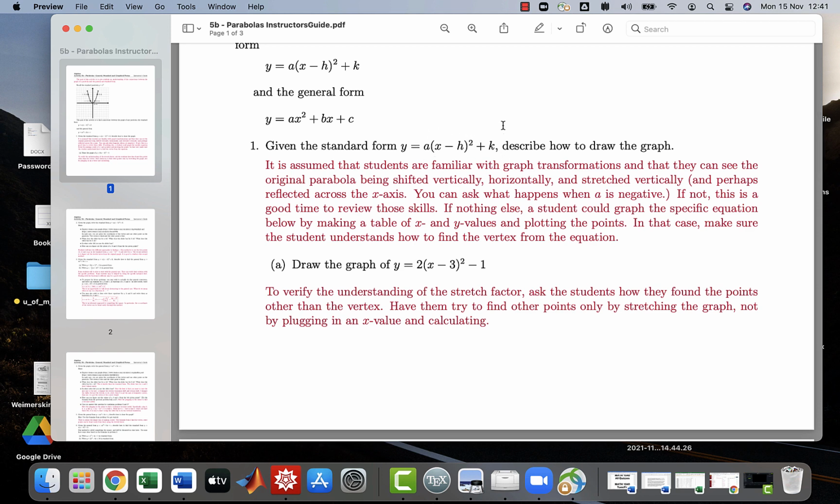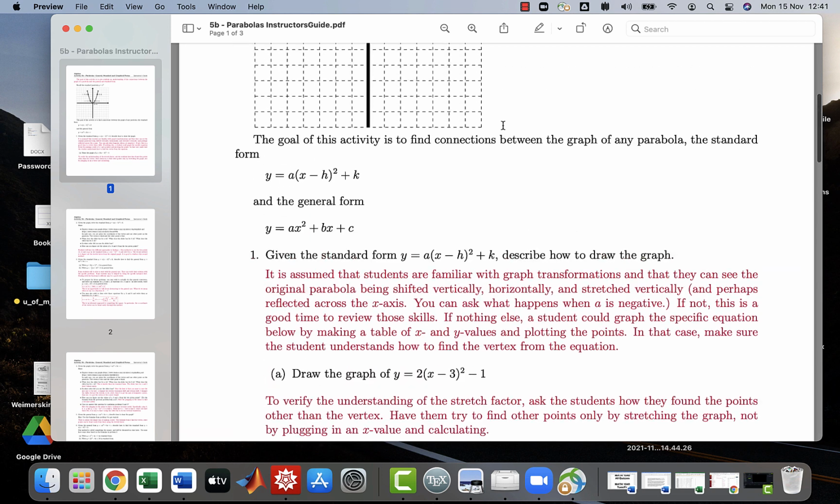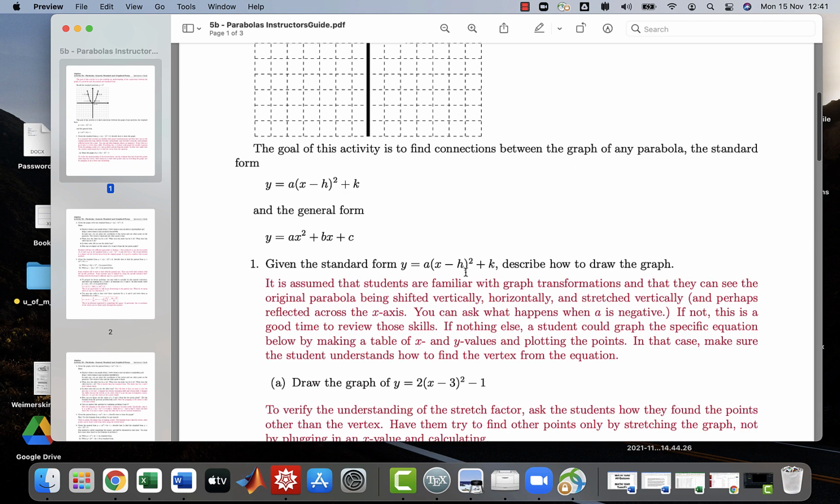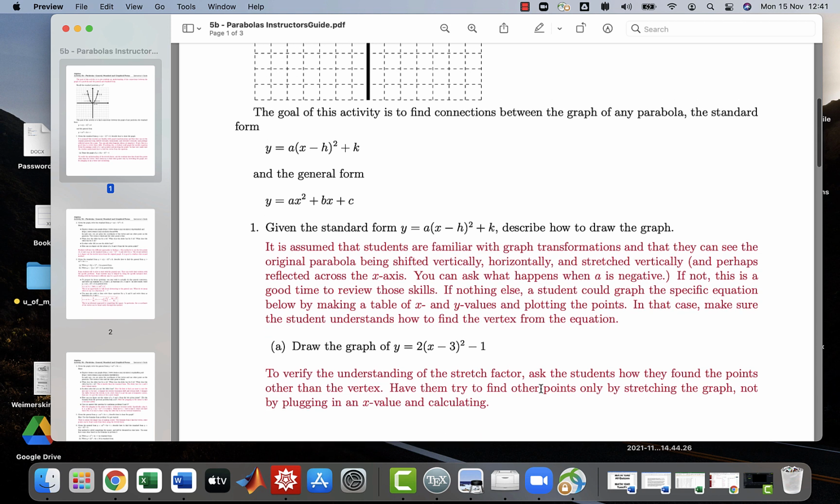This is a recap of activity 5A. So they should recognize, oh, this is the standard parabola. It has been shifted, HK, so the vertex is now at HK, and it has been stretched by a factor of A. Maybe they go to Desmos to do this. That's fine. Maybe they draw this by hand.